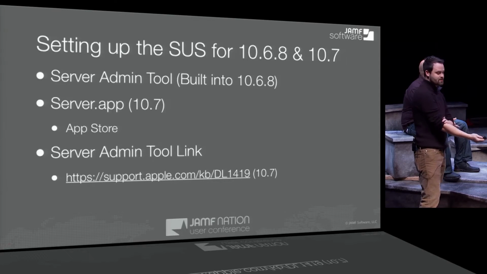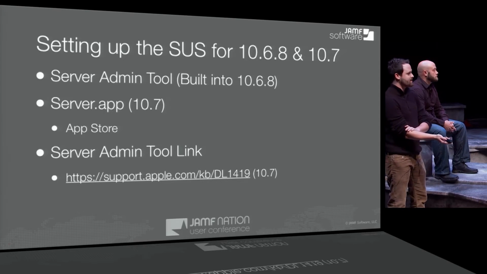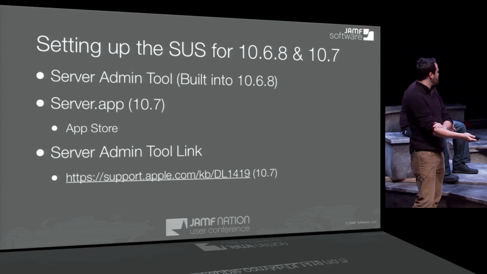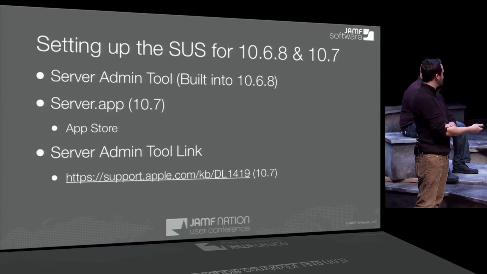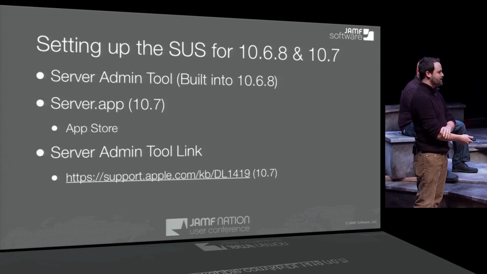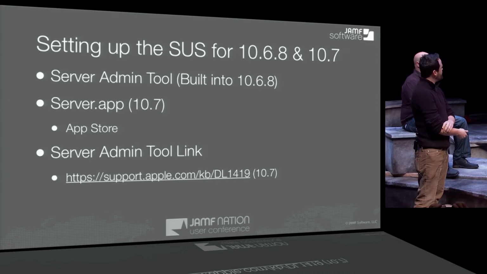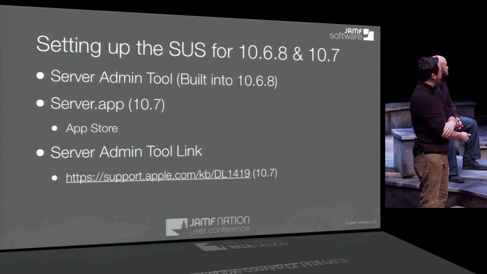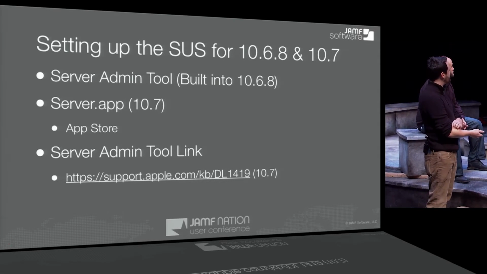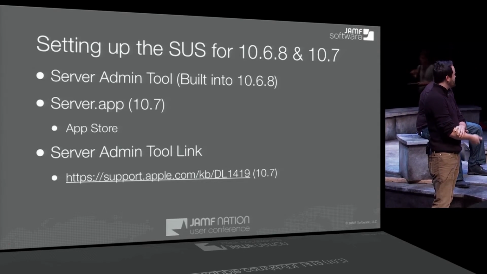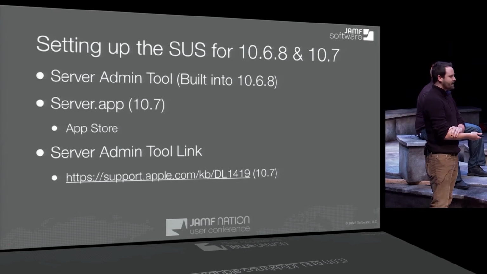So, server admin tool. It is built in natively to 10.6.8, so we don't have to worry about getting it anywhere. No app store, no links or anything weird like that. We can just roll with it. Server app, 10.7 on Lion, you pull that out from the app store. And for actually using the software update service, we do need the server admin tool on 10.7. So we showed you a little link there. We can go and grab that, and you can get that service available to you.